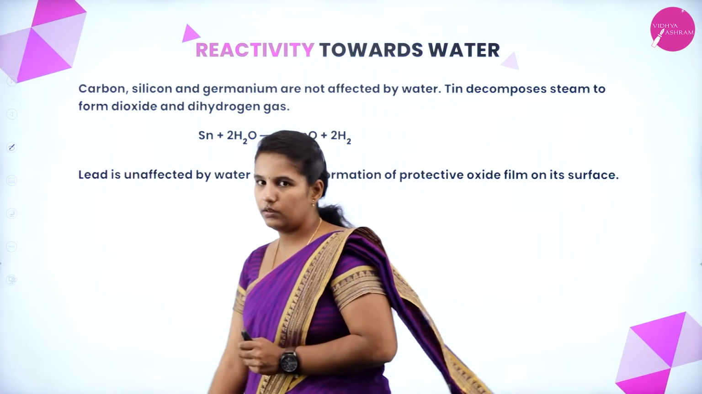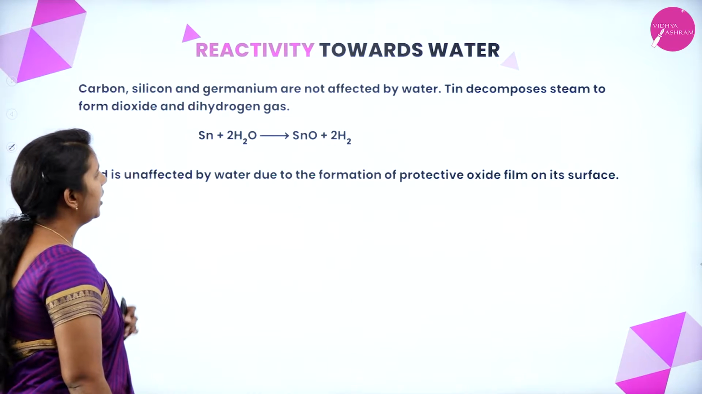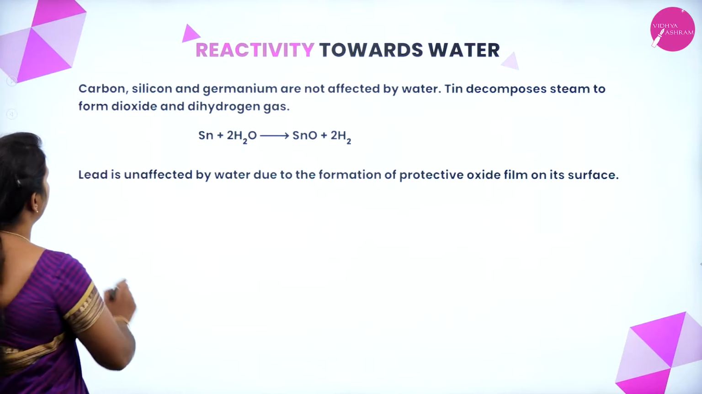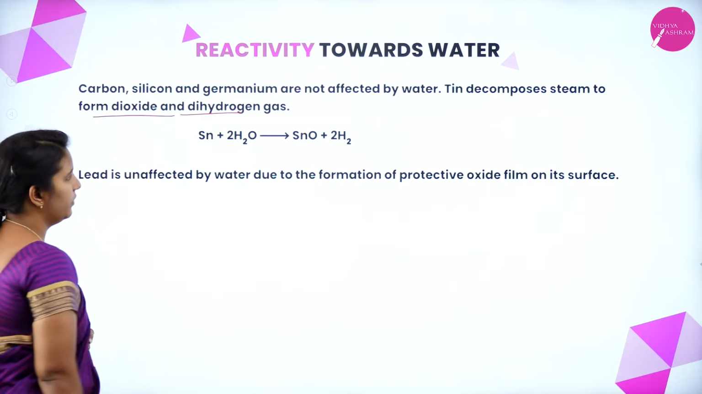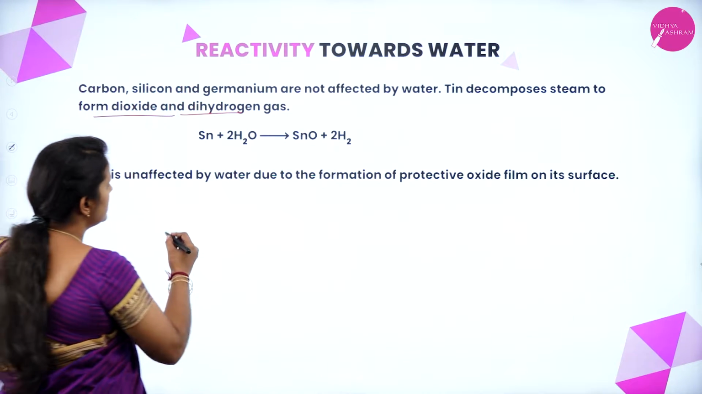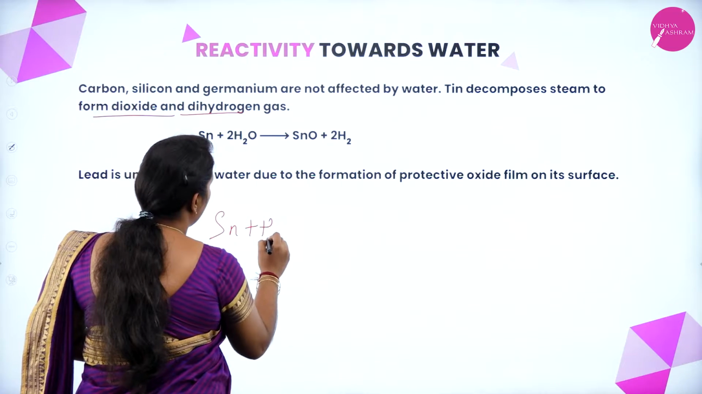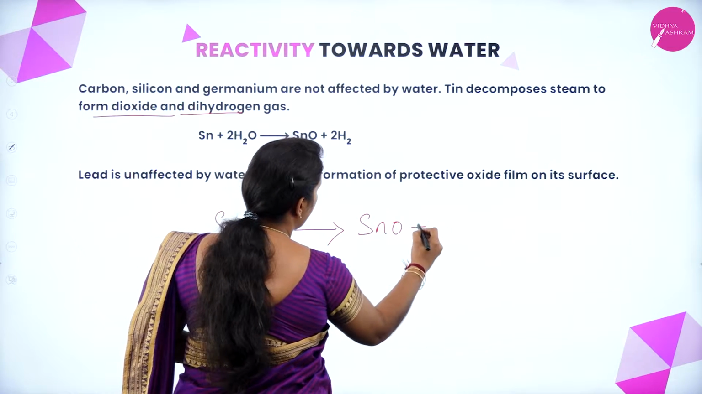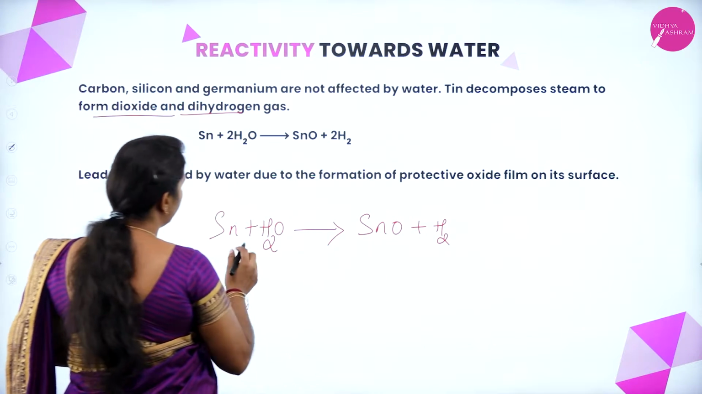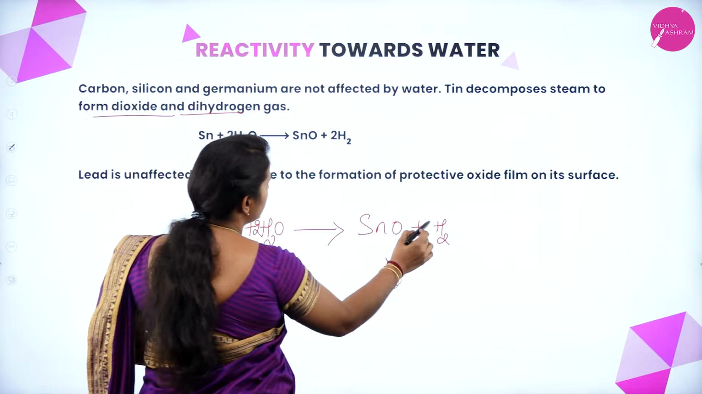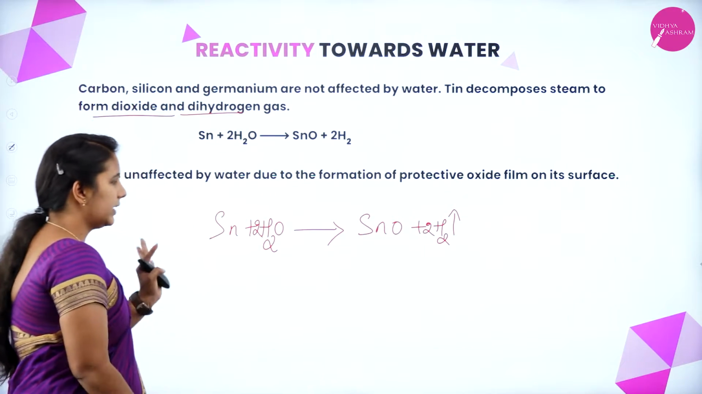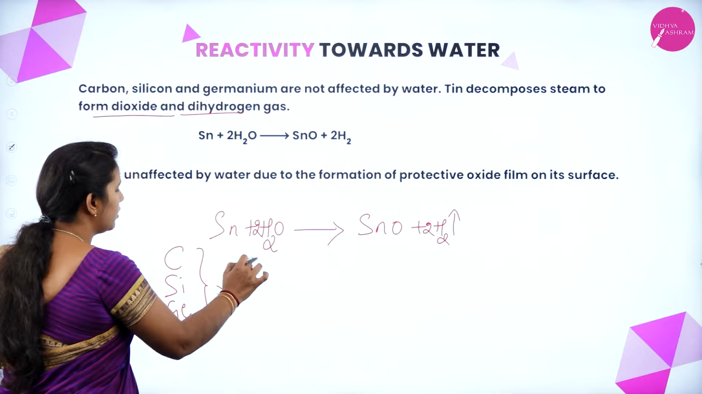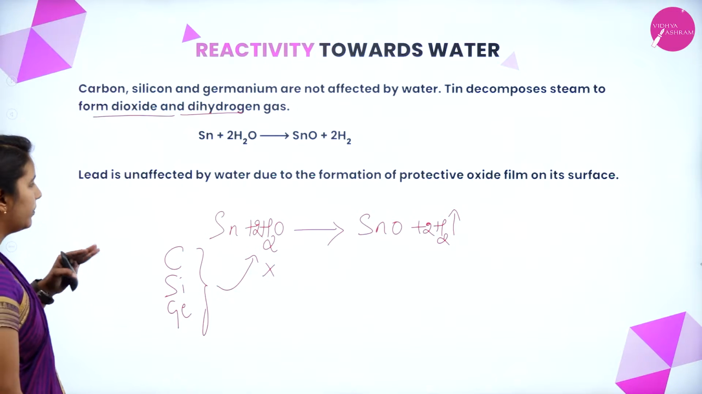Let's see with water. Carbon, silicon and germanium are not affected by water, whereas tin can decompose steam to form the oxide and dihydrogen gas is liberated. So if tin reacts with steam, what does it form? It forms tin monoxide with the liberation of hydrogen gas. Whereas silicon and germanium are not affected by water at all. The reaction will not be observed.